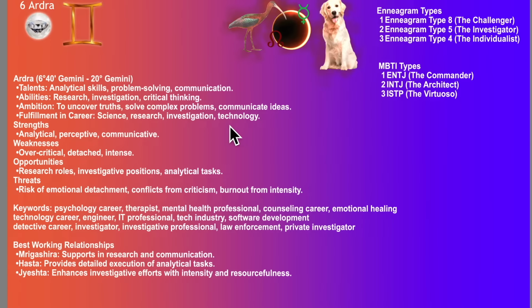Number 6, Ardra Nakshatra in the heart of Gemini. Now we crossed Mrigashira, which was the beginning. Ardra falls between 6 degrees 40 minutes of Gemini to 20 degrees of Gemini. So we are in the heart of Gemini. That's the symbol over there.